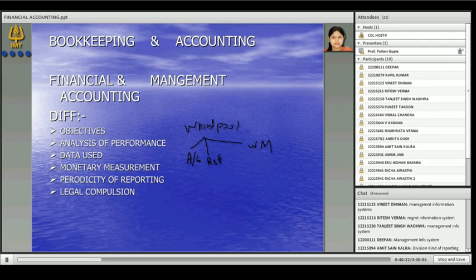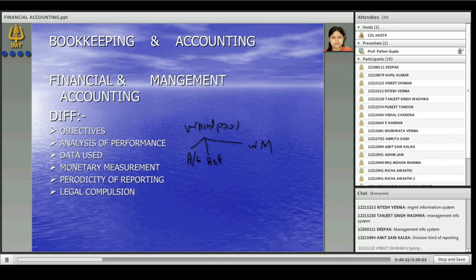Periodicity of reporting. In financial accounting, it is fixed. Yearly you have to prepare the financial accounts, and in the case of companies listed on a stock exchange, quarterly accounts need to be published. While in management accounting, the reporting is not fixed. It is according to the desires of the management. If they want a monthly report, they can have it monthly. If they want a weekly report, they can have the weekly report.